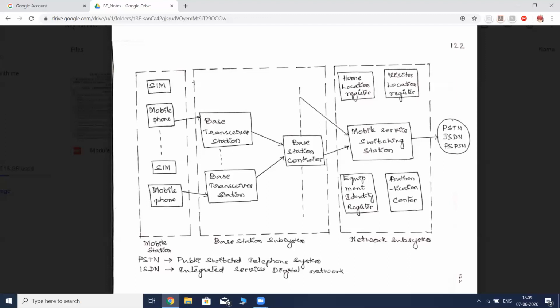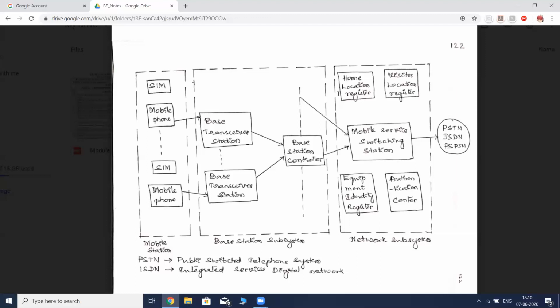We have a few more things: the home location register as well as the visitor location register. The meaning of home location register is this: if you have purchased your SIM card in Bangalore, then that location becomes the home location register for your SIM card. Your mobile unit number will be recorded there. That is your permanent location.